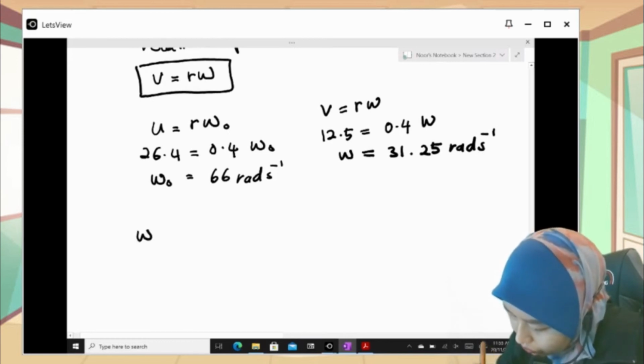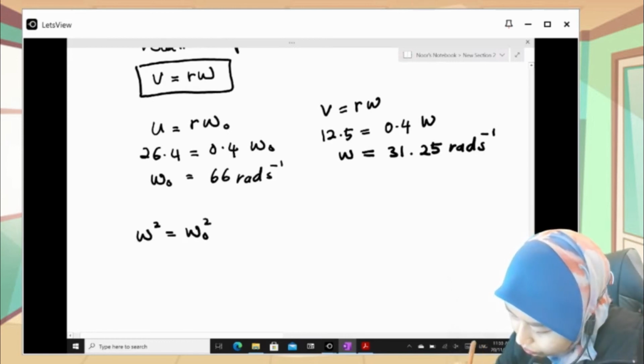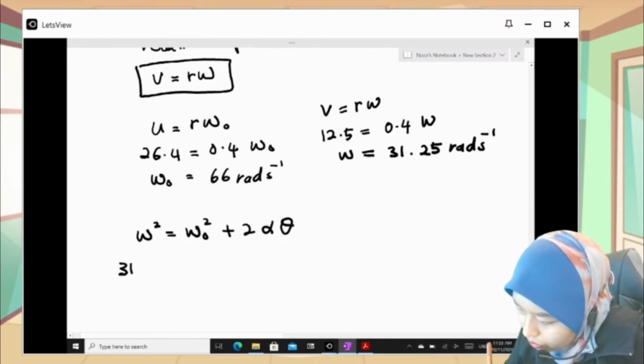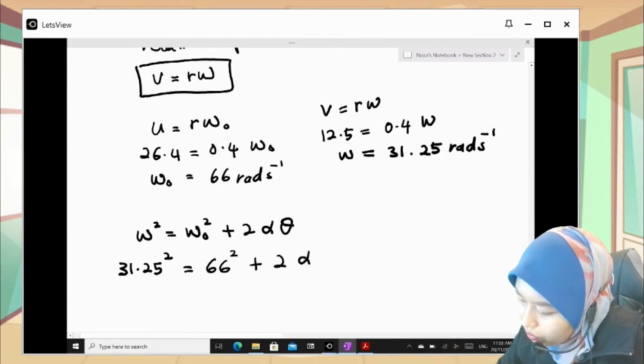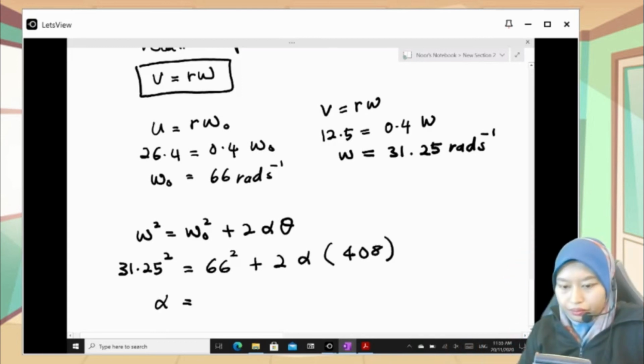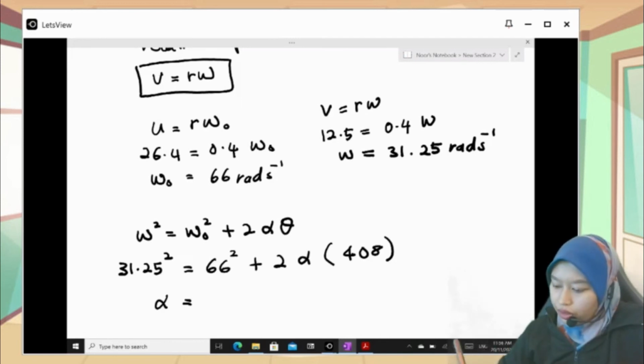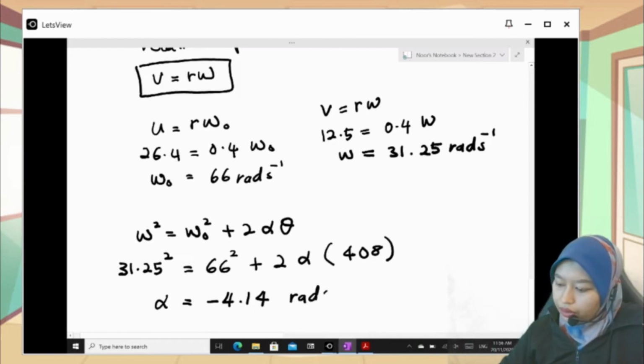So let's use omega squared equals omega naught squared plus 2 alpha theta. Okay, so omega is 31.25 squared. Omega naught is 66 squared. Alpha is the one that we need to find. Theta is 408. So alpha is 31.25 squared minus 66 squared, divided by 408 times 2. So we've got negative 4.14 radian per second squared.